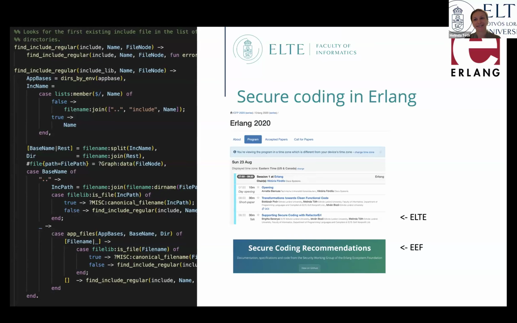Our work started quite a long time ago. Already in 2020, we had a talk at the Erlang workshop. Actually, one of my students presented our approach, how we try to support secure coding with RefactorErl. At the same time, in the same year, the Erlang Ecosystem Foundation established the security working group for providing and creating secure coding recommendations for Erlang and later Elixir applications.